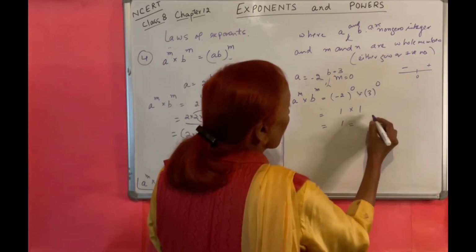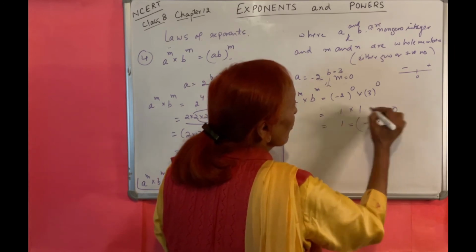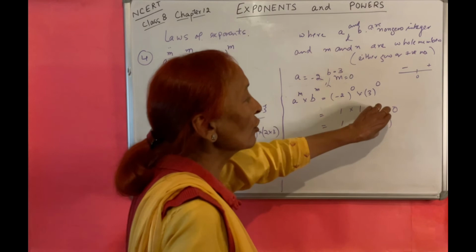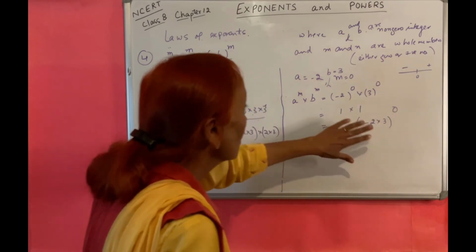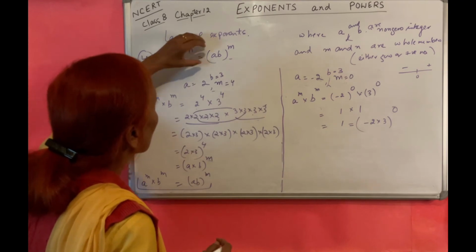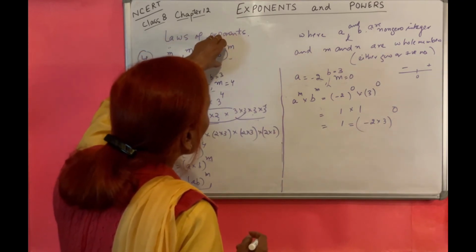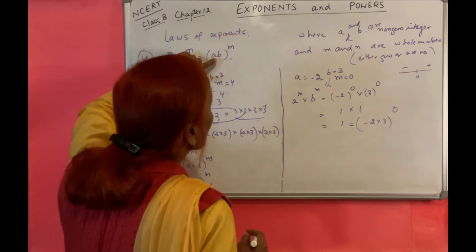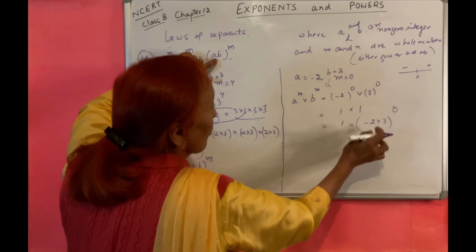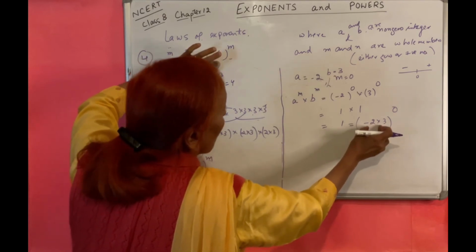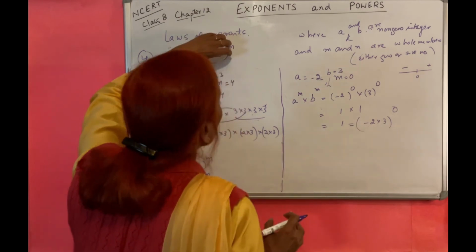So I can write this as -2 into 3 raised to power 0, because any number raised to power 0 is 1. Why have I written like this? Because I have started with this left hand side and I want to reach a number like this. So what is AB? A is -2, B is 3. So I have written -2 into 3. So AB is there, M is 0. So this is of the form this.